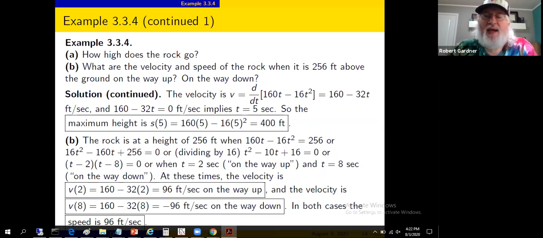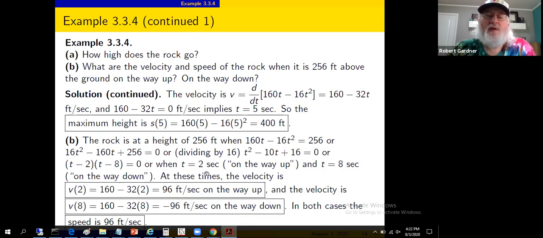When did it reach its maximum height? At 5 seconds. Hey, look at that. 2 seconds to 5 seconds is 3 seconds, and 5 seconds to 8 seconds is also 3 seconds. There's this symmetry that it has.